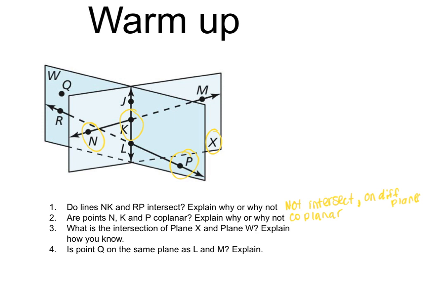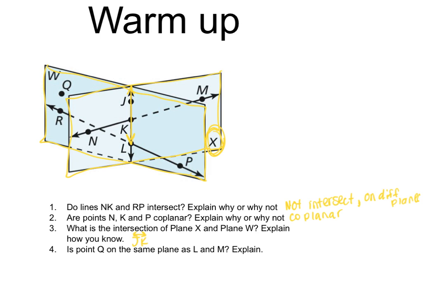What is the intersection of plane X and plane W? So they intersect at a line. Their intersection is a line. And that line is line JK. It's right here. Okay. Plane X is this one that I circled. That's this one right here. And it intersects plane W at that line, all along there. So that would be line JK.